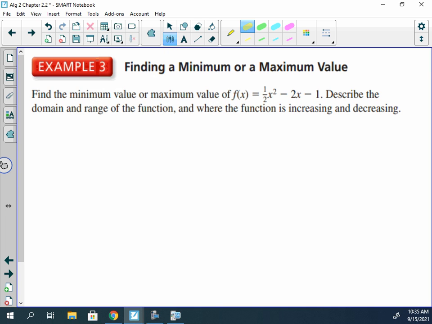So we're going to look at one of these here. Find the maximum or minimum value of this function. Describe the domain and range of the function and where the function is increasing and decreasing. Well, the a value for this, is it positive or negative? Positive. So will it have a maximum or minimum value?